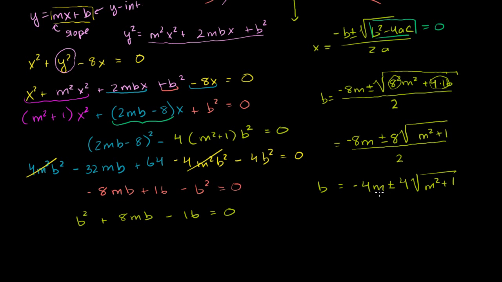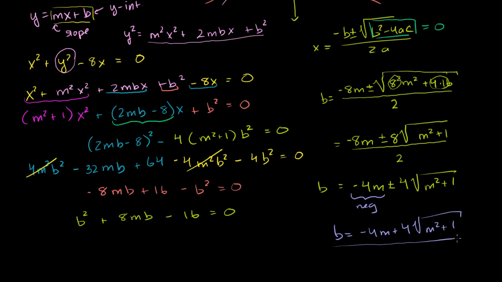Now, m is going to be positive. We know from the problem that we're looking for a positive slope. So m is positive, so negative 4m is going to be negative. So our only chance of being positive is if we add 4 times this expression right over here. And if you look at it, it will be positive because m squared plus 1 is greater than m squared, so the square root of that is going to be greater than m. So 4 times this is going to be greater than 4m, and if we add, it's going to be positive. So we only want to look at b is equal to negative 4m plus 4 times the square root of m squared plus 1.